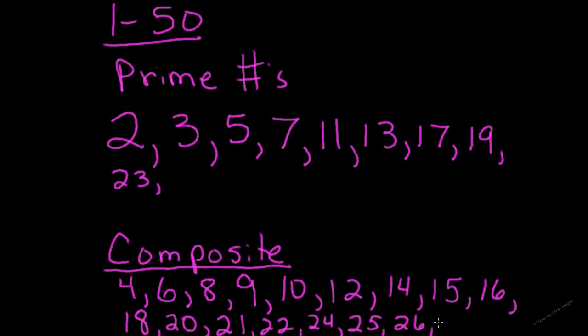26 is even. 27, if I think about 27, it has 1 and itself, that makes 2 factors, but if I add up the 2 digits of 2 and 7, that makes a total of 9, and 9 is a multiple of 3, making 27 composite. 28 is even. And 29 is one of those numbers. If you add up the digits 2 and 9, that's 11. You can't divide that by 3.